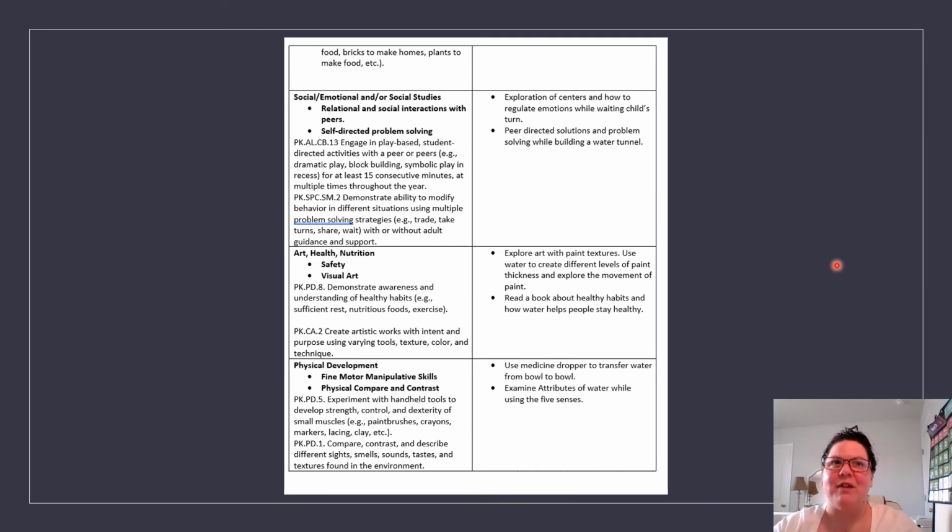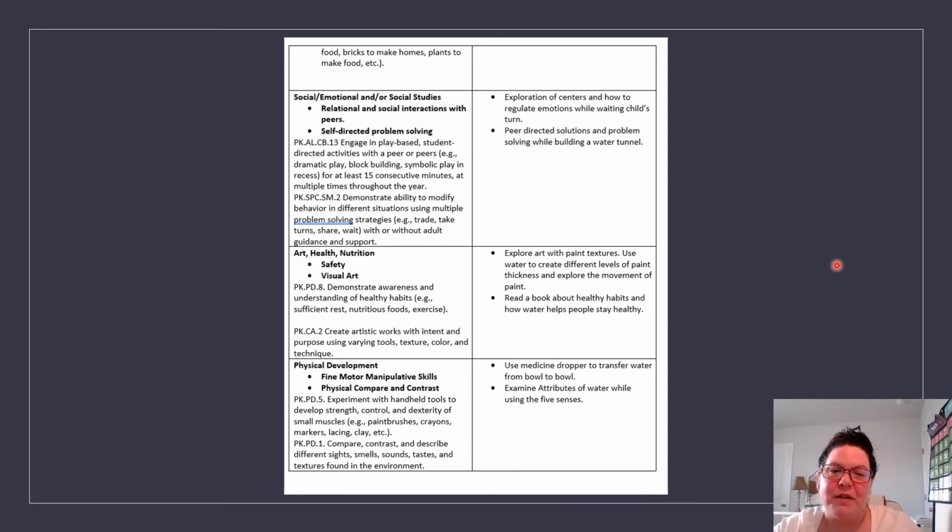That would be like if they really want to go to the water table and somebody else is there. How are they learning how to be able to self-regulate their emotions while they're waiting? Are they able to put their tag up to say that I'm coming to this center next and I'm going to wait for it? Or do they have a meltdown?